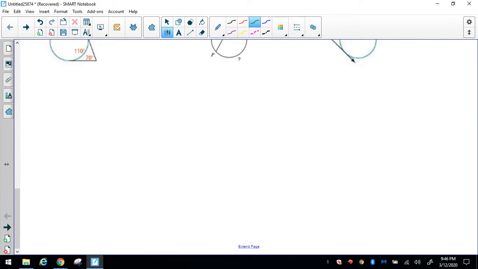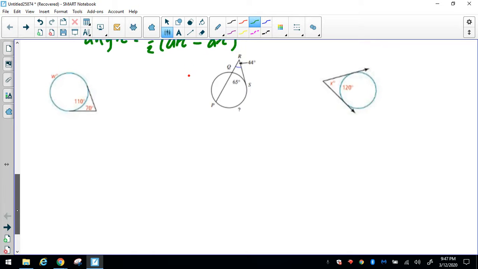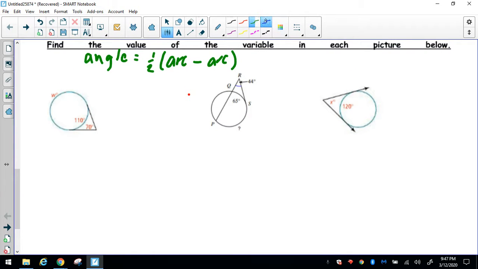So we're going to do these little example problems together. The first one we're going to solve for W. So the angle they give you is 70. So you're going to do 70 equals 1/2. And then W is the outside arc. And you always kind of want to do the outside arc minus the inside arc.